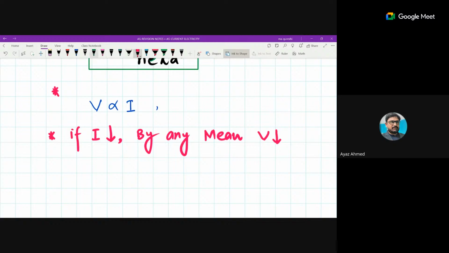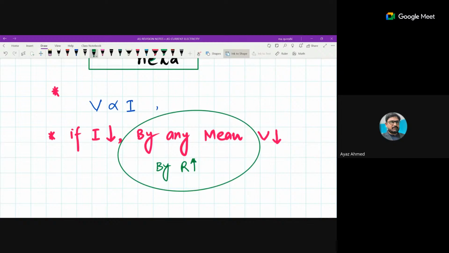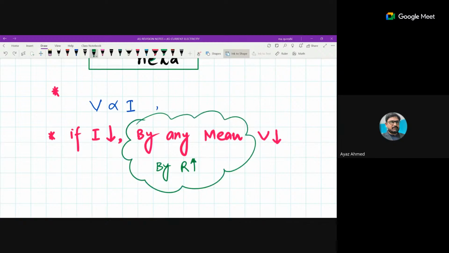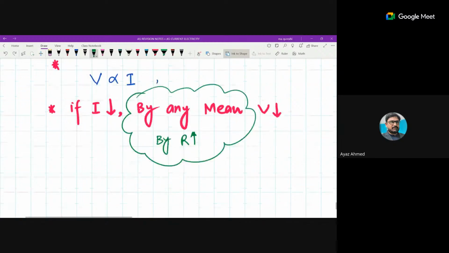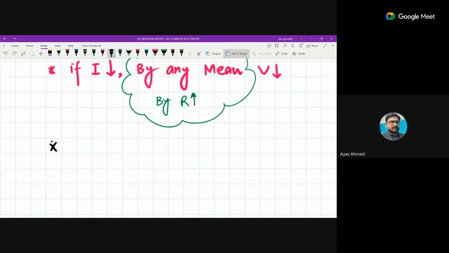And that any means is by increasing the resistance. When you are going to increase the resistance, again, there are several factors; when you increase the resistance, current would be decreased, and resistance depends upon different factors. I will talk about that as well. So you have to take care of how drift velocity changes.